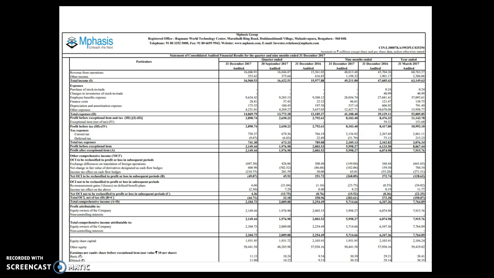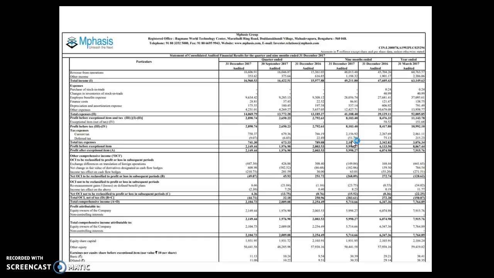IT company Mphasis October-December quarter net profit is up by 7% at rupees 2.15 billion. The company's net profit stood at 2 billion in the year-ago period. Mphasis on Wednesday posted a 7.2% rise in consolidated net profit of 2.14 billion for the quarter ended December 31st. The company's net profit stood at rupees 2 billion in the year-ago period, in the statement.